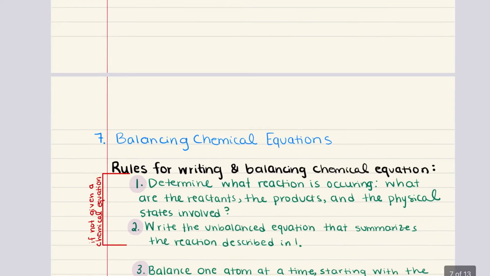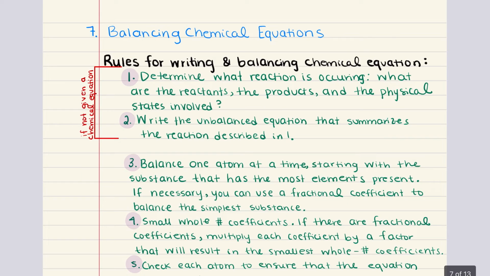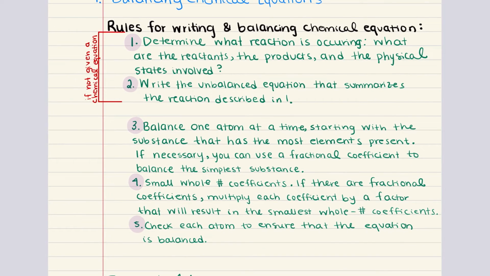And then the follow-up to that follow-up is, what are the steps to balancing a chemical equation? And that leads us into objective 7. Now I'm going to go over the rules for writing and balancing chemical equations, and then we're just going to jump right into some practice problems. The first two rules are for problems where you're not even given a chemical equation. You might be given a word problem where you have to determine how to write the chemical equation for it anyways. The first step in that case is, what reaction is occurring?